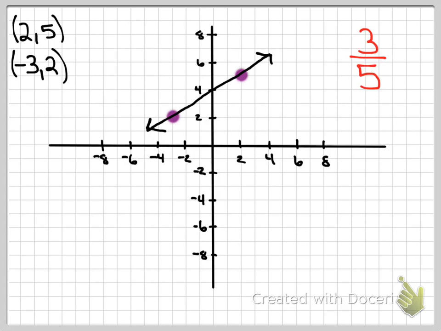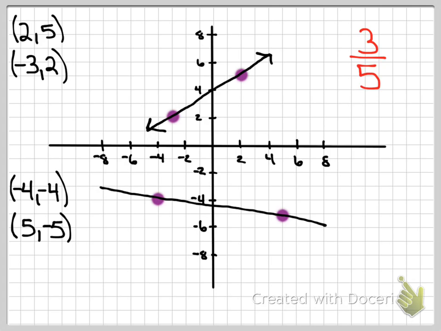All right, here's one more. What if you had -4, 5 and 5, -5? Plot those points and tell me what the slope is. Draw the line through the points, and then what is the slope? On the same graph. Yes, on the same graph. All right, so we go -4 down 4, and we go over 5 down 5, and we draw our line. It's a pretty flat line, not too big of a slope.